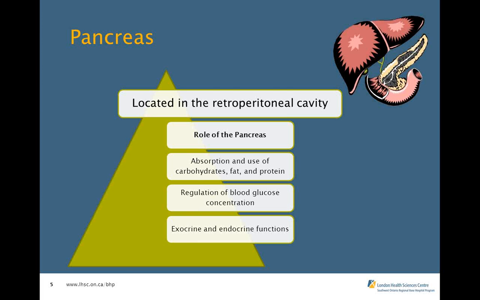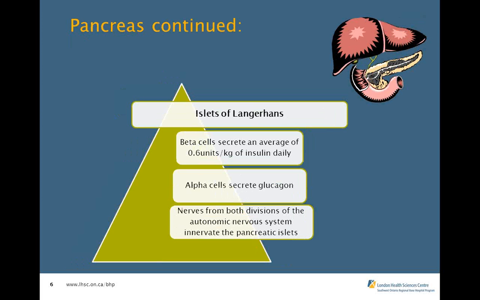As we carry on to the next slide, where is insulin made? In the islets of Langerhans, the beta cells of the islets of Langerhans. On average, in the average adult, there's about 0.6 units per kilogram per day of insulin made. The alpha cells make and secrete glucagon, which is subsequently stored in the liver. And the nerve bundles from both divisions of the autonomic nervous system innervate the pancreatic islets.